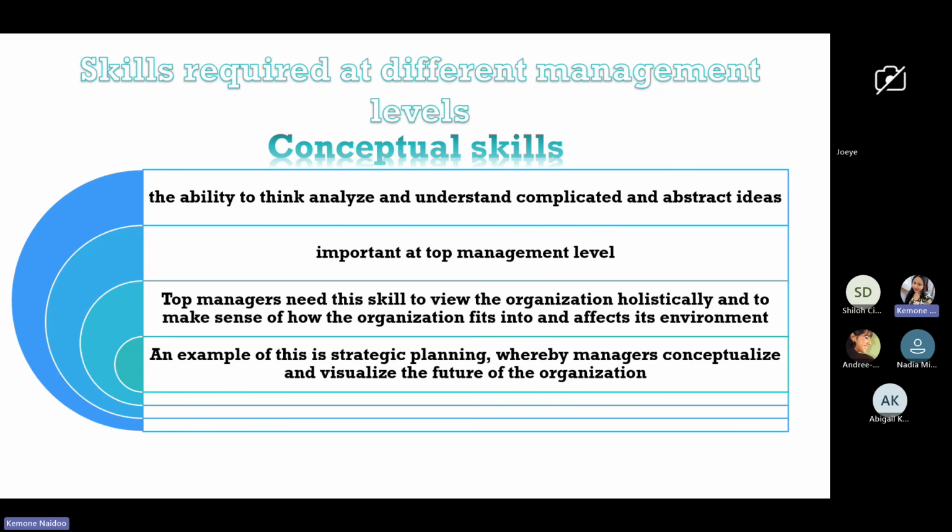So they are always dealing with market research and information that's coming in from inside and outside of the business. So they have to be able to understand and evaluate these abstract and complex amounts of information that's coming in.